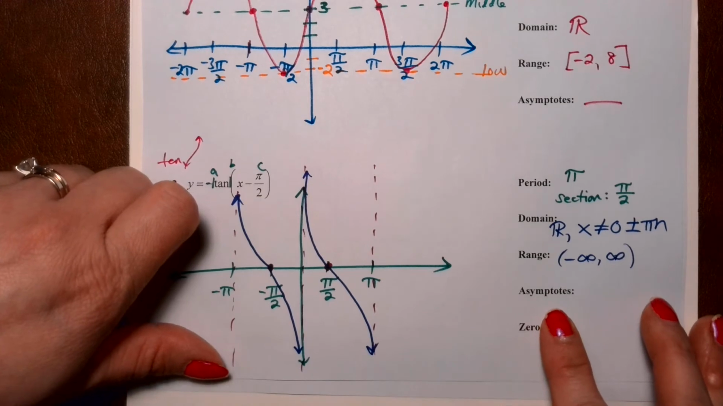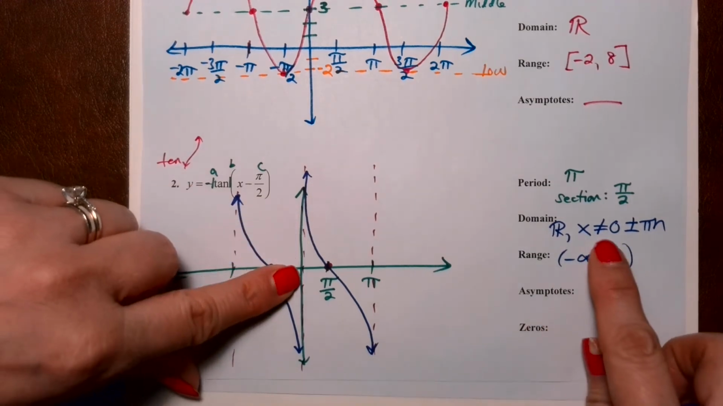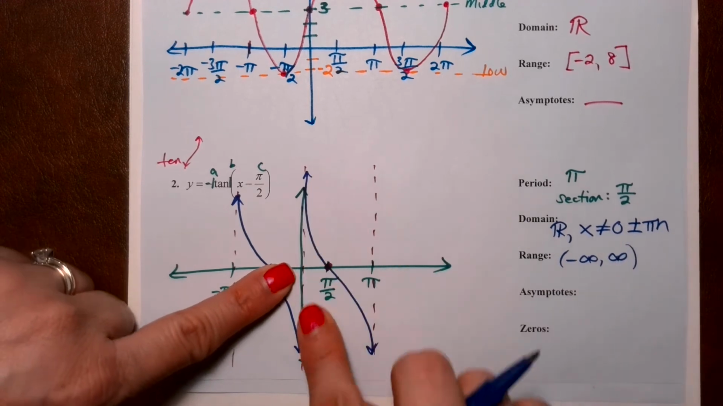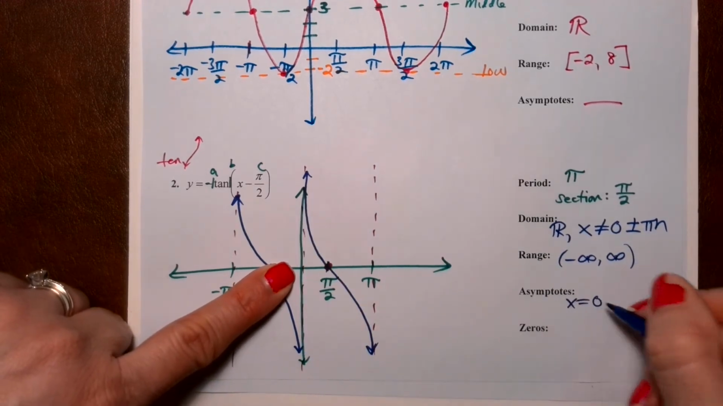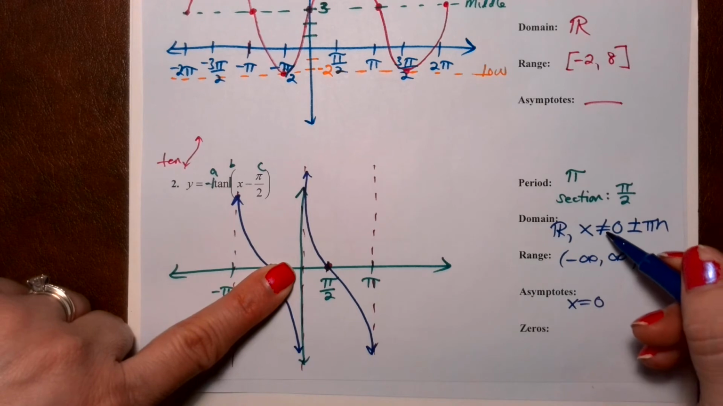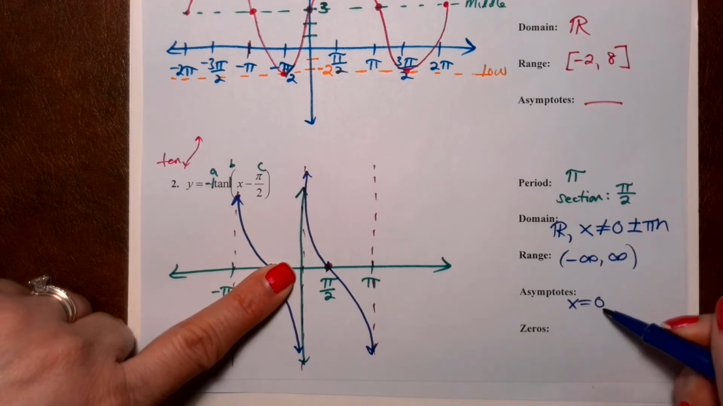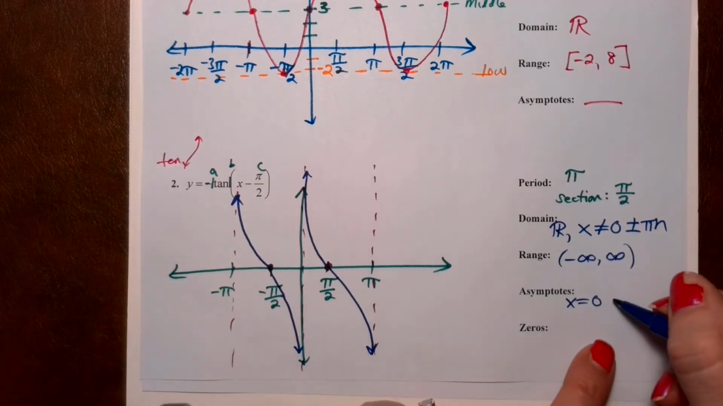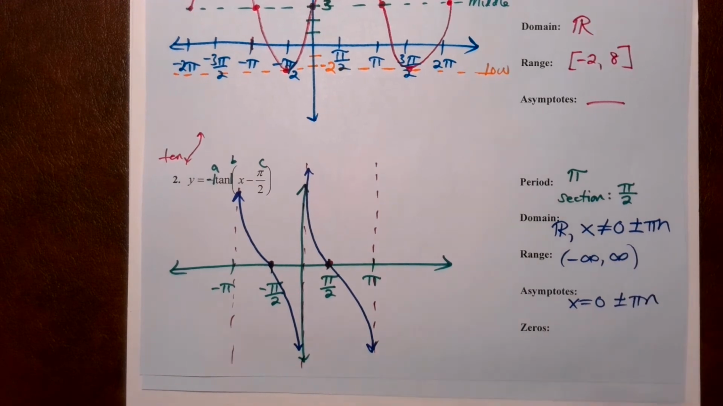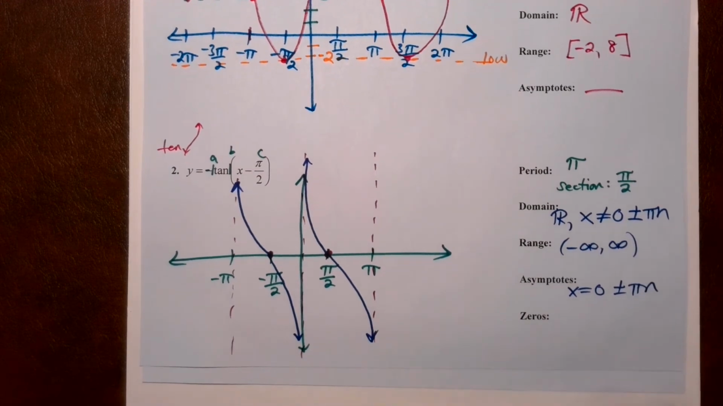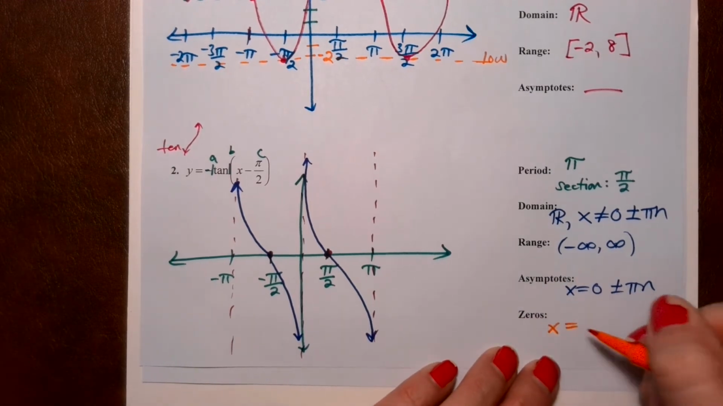Where are the asymptotes? It's the same place these breaks were. The first asymptote is at 0. The only difference is this was no graph and this is equals. The asymptote is here, plus or minus pi n. And does this graph have zeros? It does. It does have some zeros. Where is the first 0?